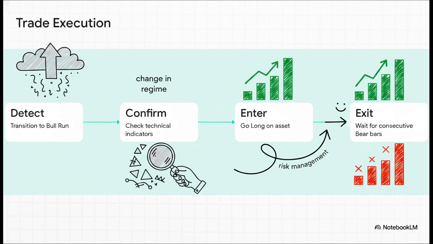But here's the really clever part about its risk management. It demands consecutive bear bars before exiting. Market noise can so easily print a single ugly red day that makes you want to panic sell, right? By requiring multiple consecutive bear bars, which, by the way, is fully configurable by the user, the system avoids getting chopped out of a great position by a single day of statistical noise.